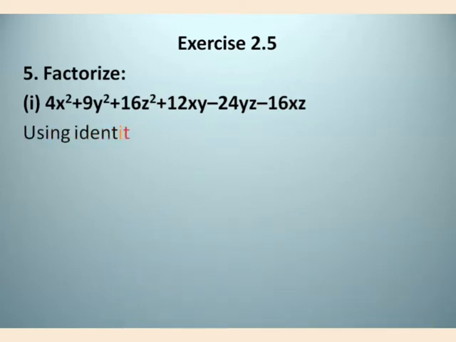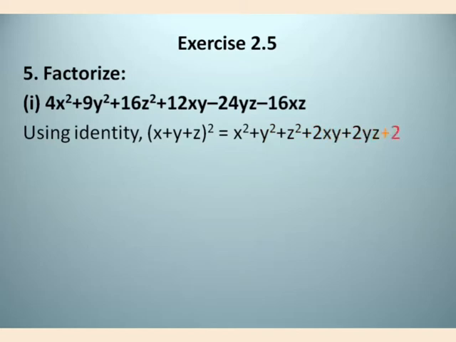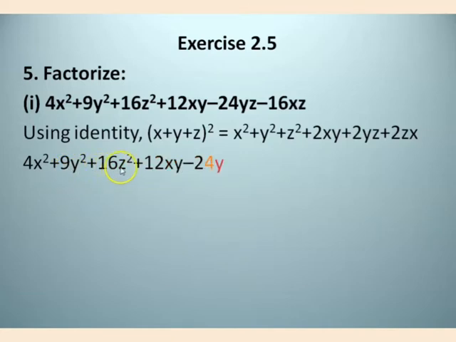So the first identity is x plus y plus z the whole squared equals x squared plus y squared plus z squared plus 2xy plus 2yz plus 2zx. Okay, now we'll write down the given expression: 4x squared plus 9y squared plus 16z squared plus 12xy minus 24yz minus 16xz. Okay, now 4x squared. We can write this 4x squared as 2 squared and x squared. Shall we write like that? Okay, 2 squared, x squared.